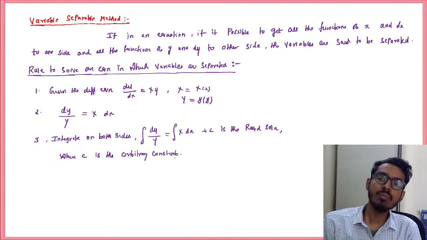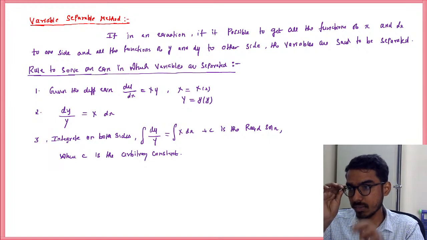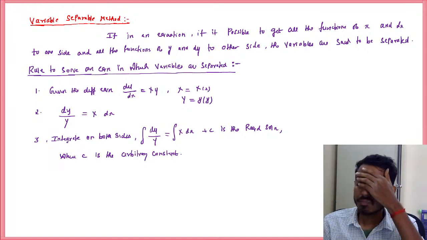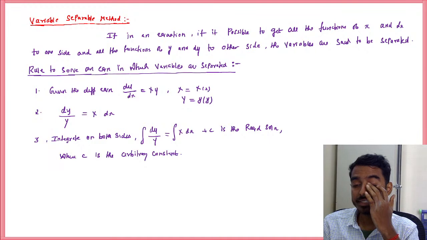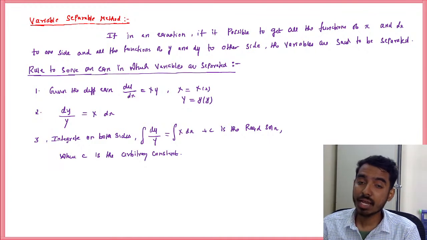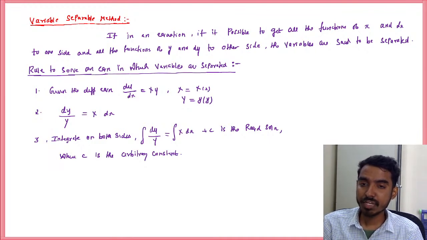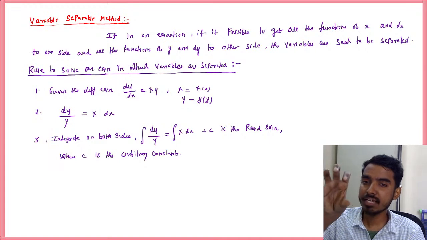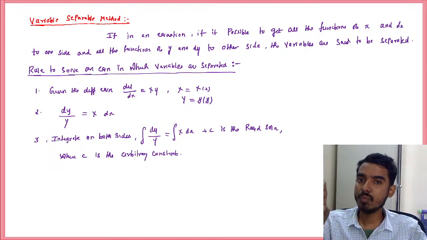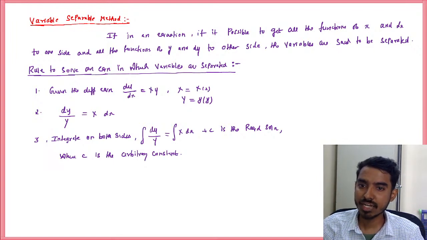We're going to solve problems based on the variable separable method. If in an equation it is possible for you to separate x and dx to one side, y and dy to the other side, so that means you will have functions of x dx, functions of y dy. Integrate on both sides, you will get y, the solution we need to find.